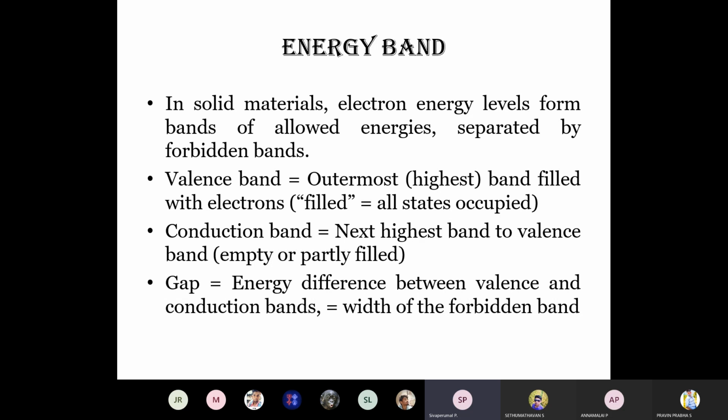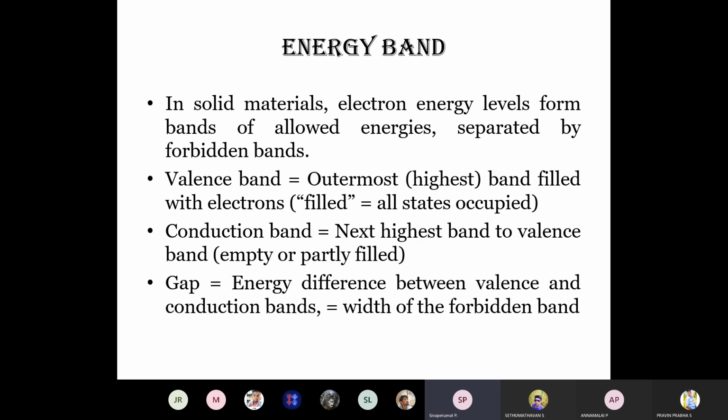Next, the band. We discussed in the last class three figures defined for the conductor, the semiconductor and the insulator. For the energy band also we define that. So what is the energy band? In a solid material, the electron energy levels form bands of allowed energies, separated by a forbidden gap. That is the forbidden band. The separation lies between the valence band and the conduction band, so between these two bands an energy gap is available.